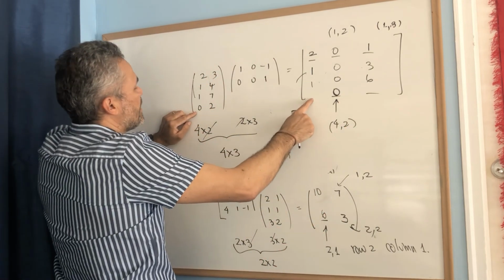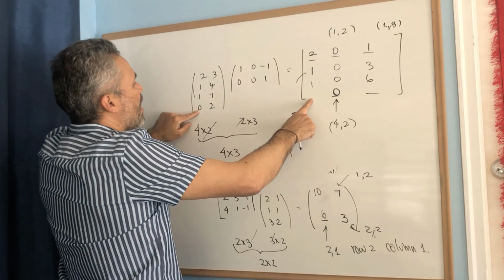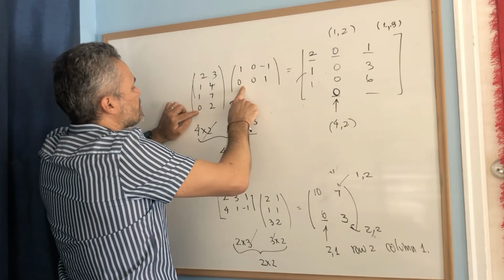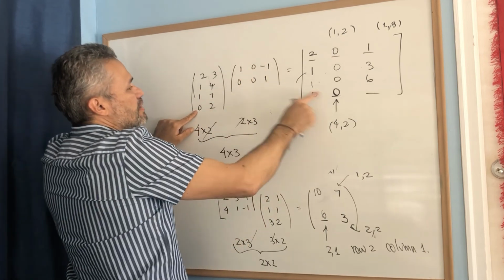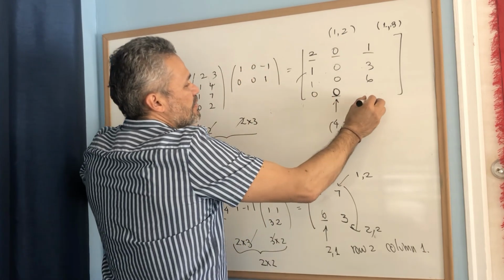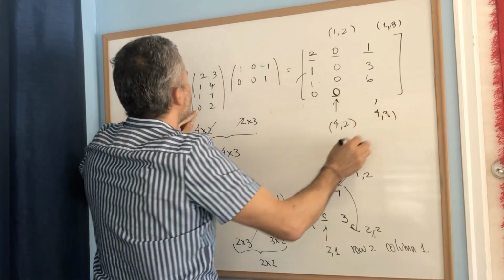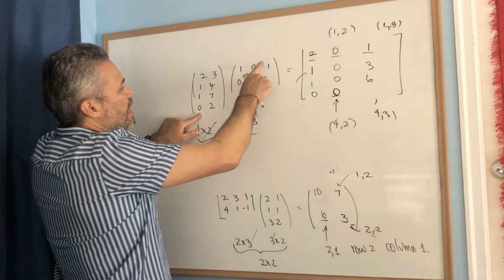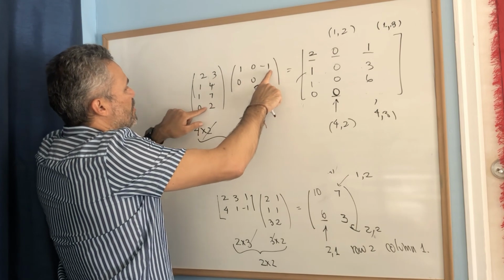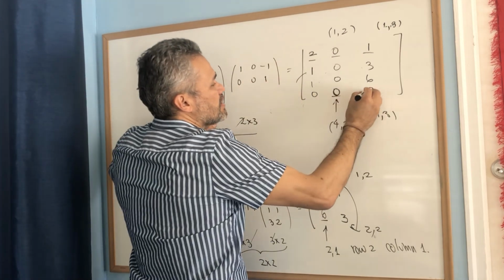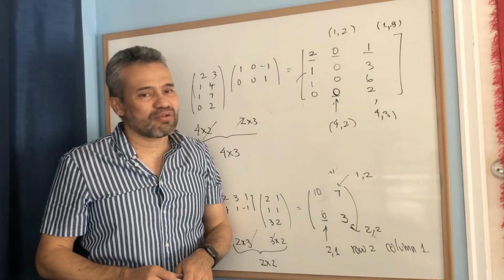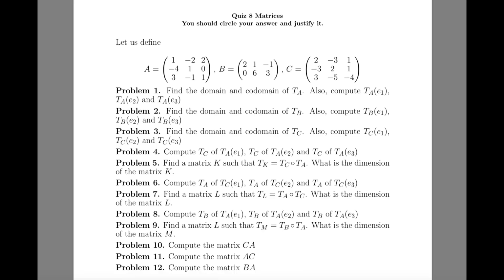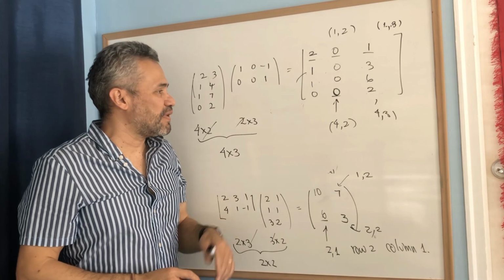This is the entry 4, 1. I use the fourth row and the first column, and I get 0 plus 0 is 0. This one we already did, and this is the entry 4, 3. That means that I use the fourth row and the third column. 0 plus 2 is just 2. Okay, this is in general how we do the product of matrices. Please do this quiz. Then I would like to stop here.